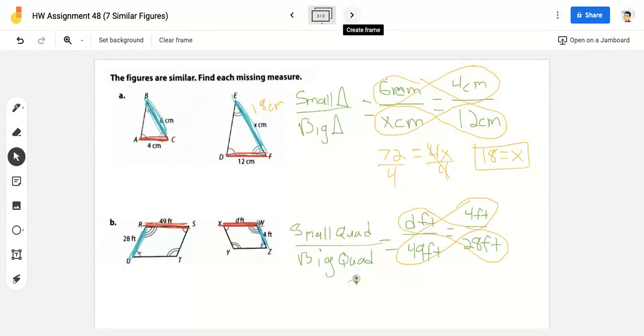So 28 feet, 28, I should say D, is equal to 49 times 4, break out my calculator, 196. Divide both sides by 28, and this should tell us what D is going to be equal to, and it tells us that D is equal to 7. And what are we talking about here? We're talking about 7 feet. All right. So there you go.